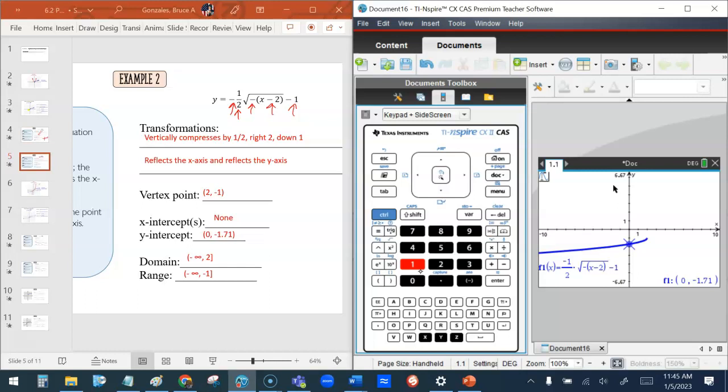Now, the domain. Check it out. If it starts right here and it goes forever to the left, okay, my first number, the forever to the left, is going to be negative infinity, right? So it's negative infinity all the way to 2. You see how domain works from left to right. Negative infinity all the way to 2.